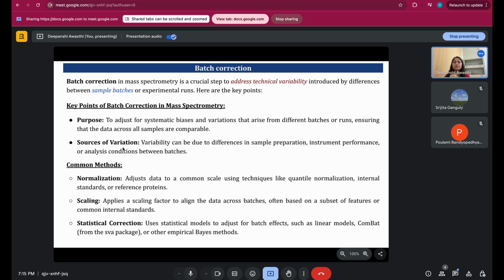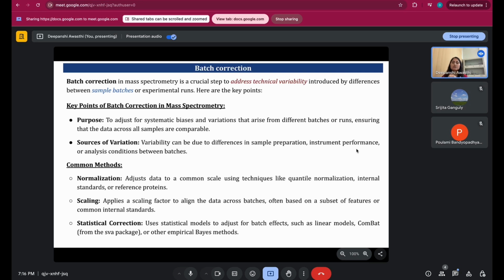That is the purpose of batch correction. Then if we talk about the sources of variation leading to these batch errors, it could be differences in sample preparation or instrument performance. It could also be possible that your instrument is not working properly, so that could also add to the error.